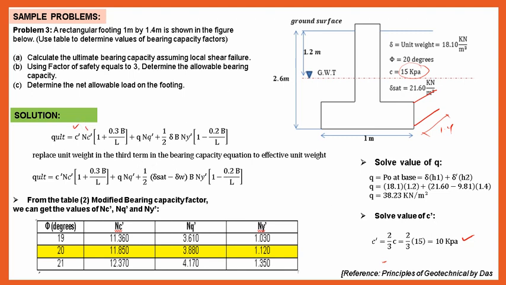So, the NC prime, NQ prime, and NY prime, we will get them from the table. When the angle of internal friction is 20, the value of the modified bearing capacity factors is equal to this value. So, we have NC prime equivalent to 11.850, NQ prime 3.880, and NY prime equivalent to 1.120. Okay?